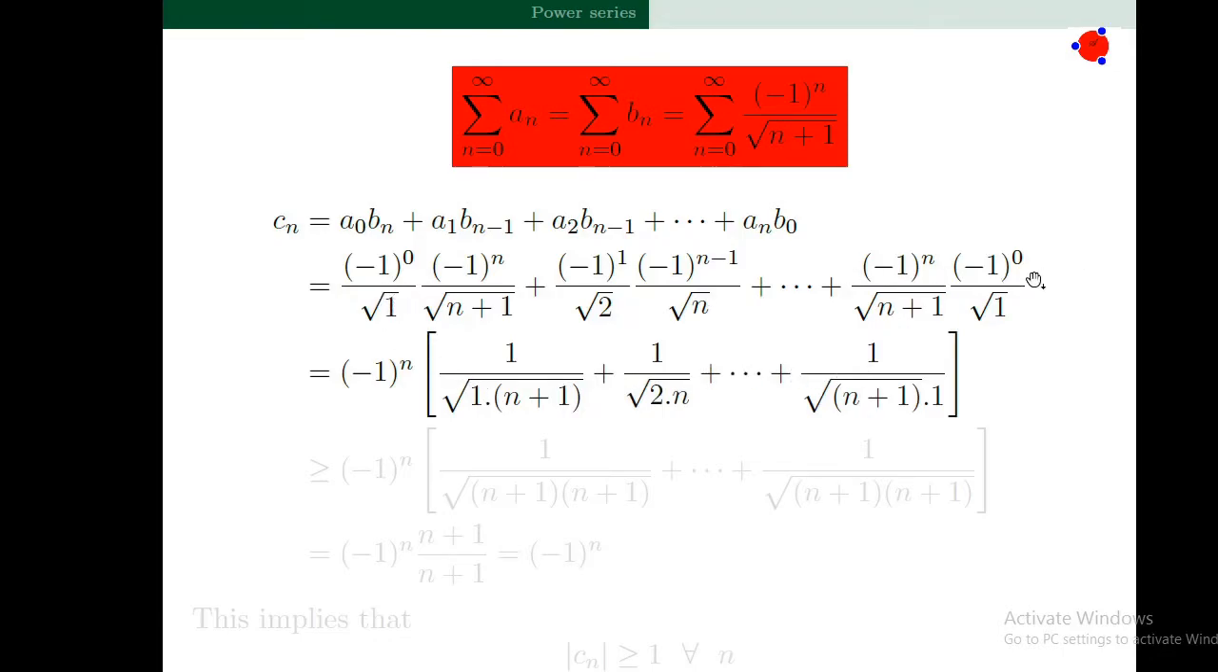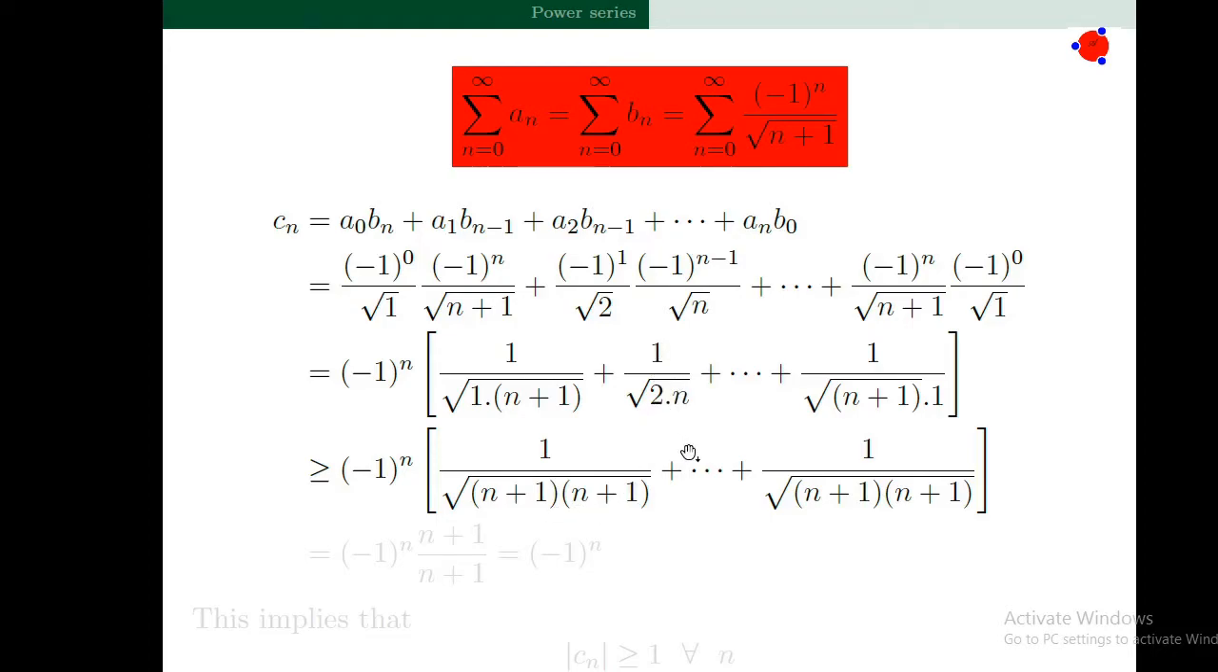The above expression can be written as (minus 1) the whole raised to n into 1 by root of 1 into n plus 1, plus 1 by square root of 2 into n, plus etc., plus 1 by square root of n plus 1 into 1. Note that each term in this expression is greater than or equal to 1 divided by square root of n plus 1 into n plus 1. That is, the first term is greater than or equal to 1 divided by square root of n plus 1 the whole square.